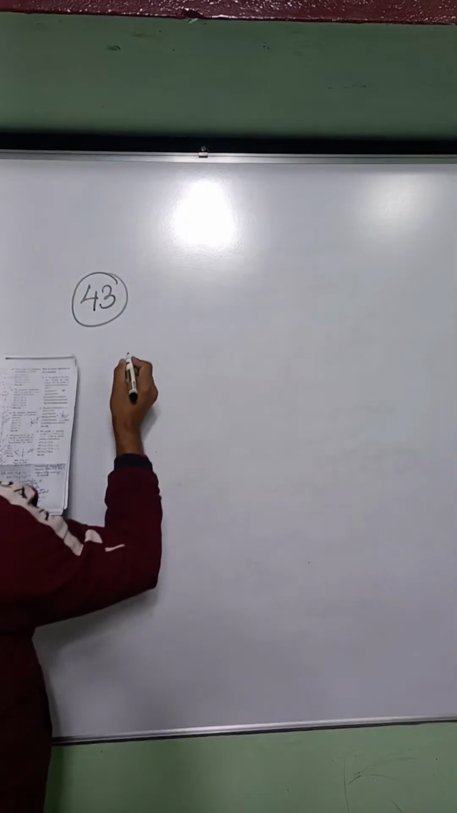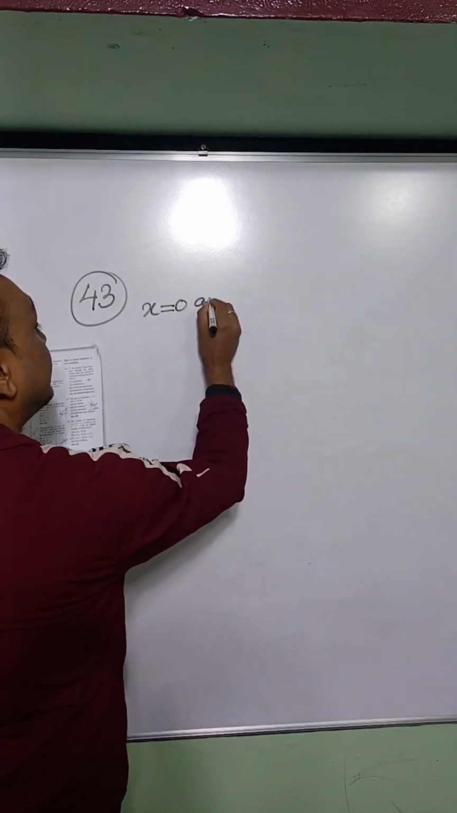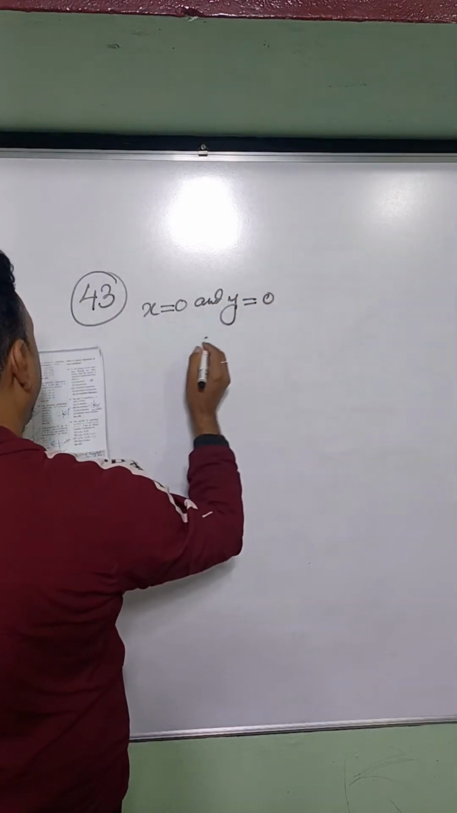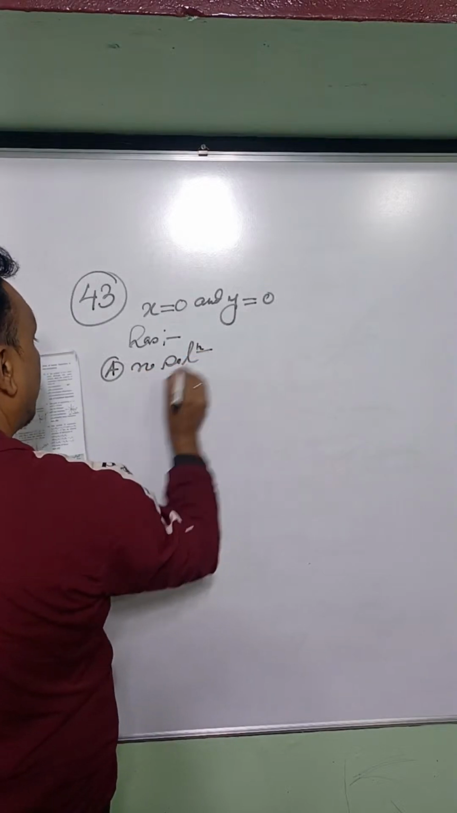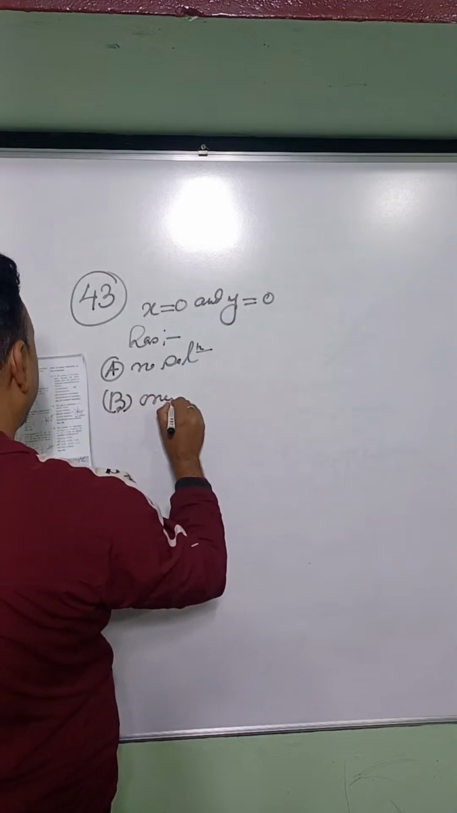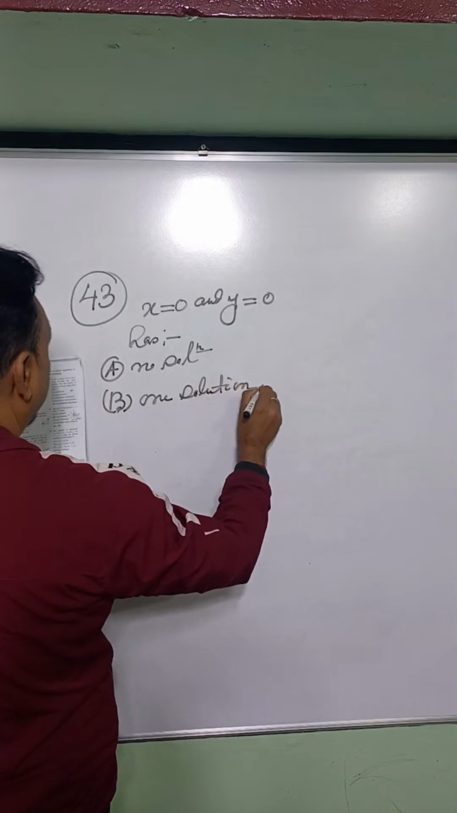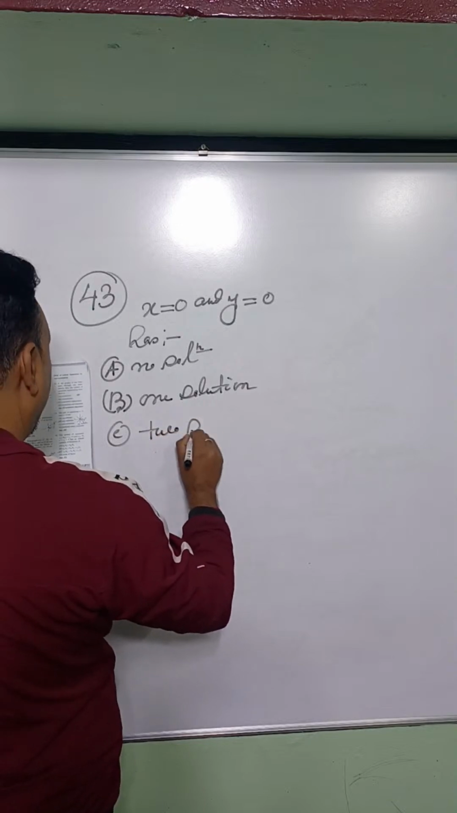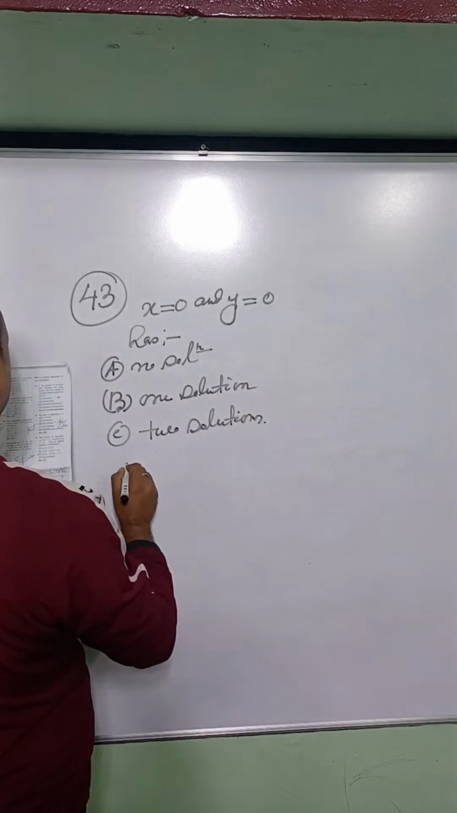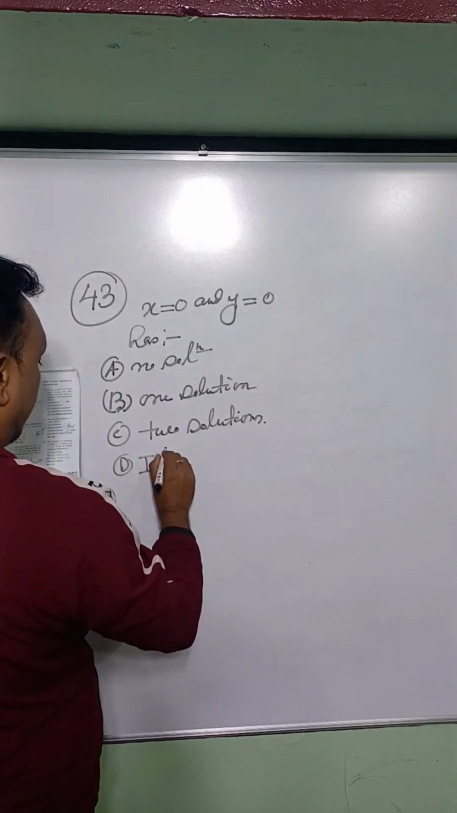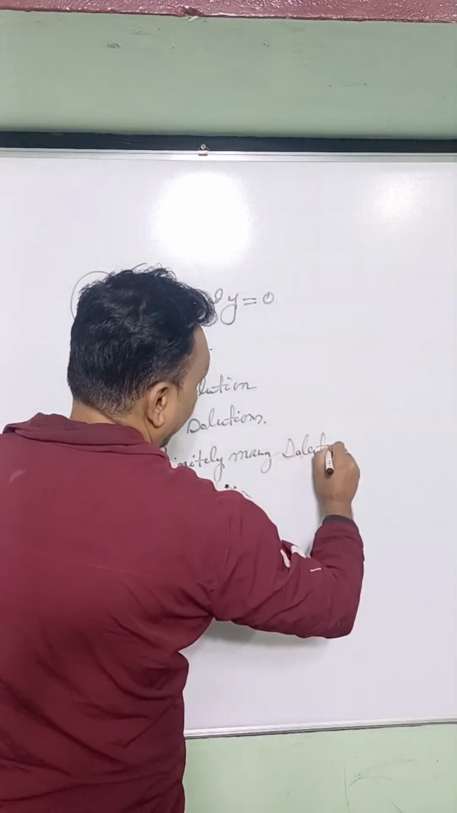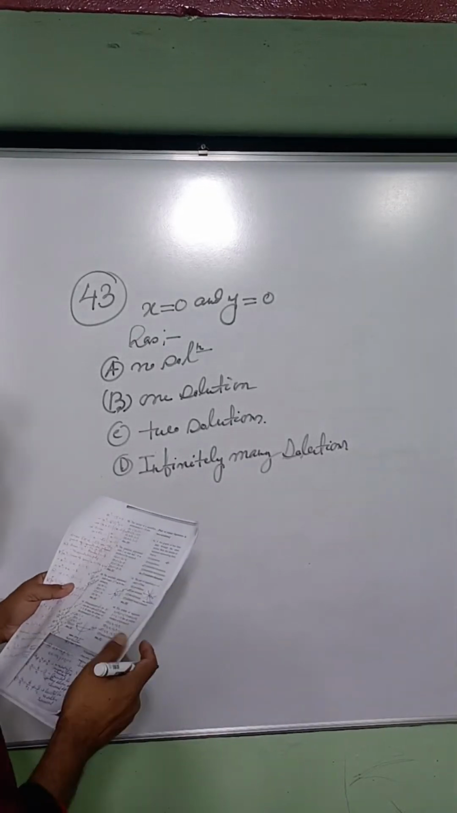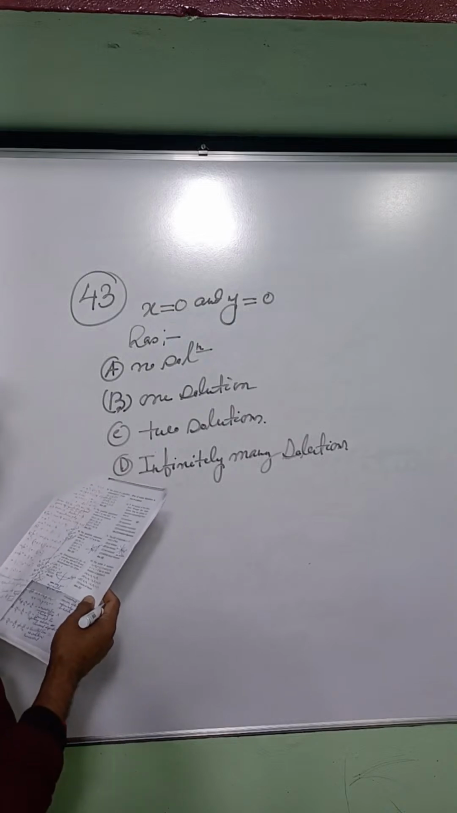If the pair of equations x is equal to 0 and y is equal to 0 has: A, no solution; B, one solution; C, two solutions; D, infinitely many solutions. So the pair of equations is x is equal to 0, y is equal to 0.